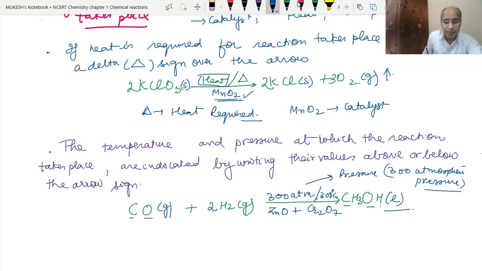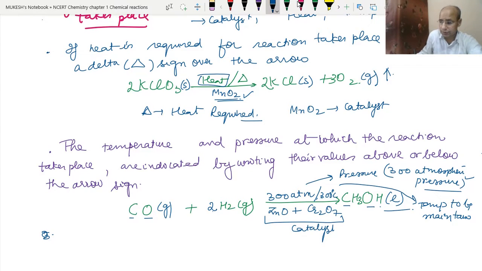Okay, so let's write the meaning of the symbols. 300 atmospheric pressure I have written. 300 degrees Celsius means the temperature to be maintained. And this is the catalyst that we are using in the chemical reaction.